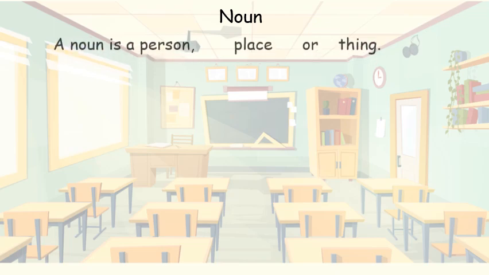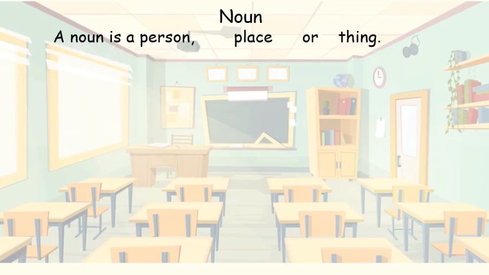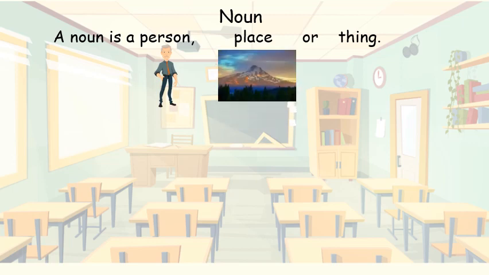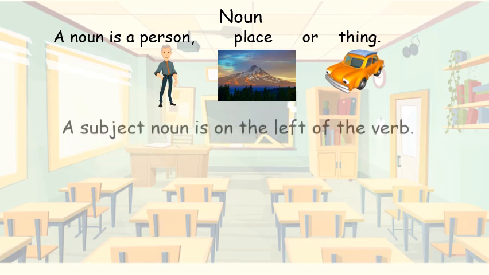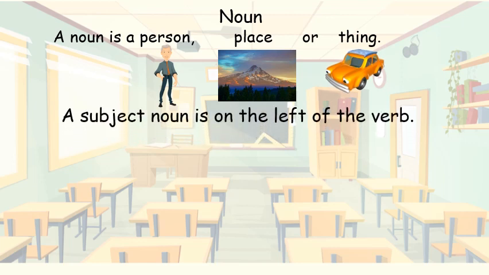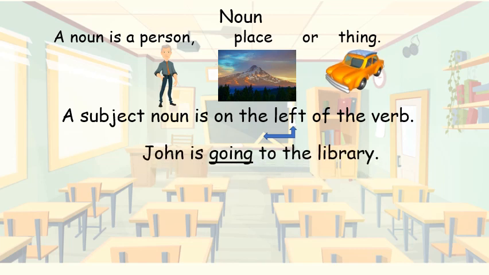Nouns. A noun is a person, place, or thing. A subject noun is on the left of the verb. John is going to the library. The verb is going. To the left, the noun is John, a person.